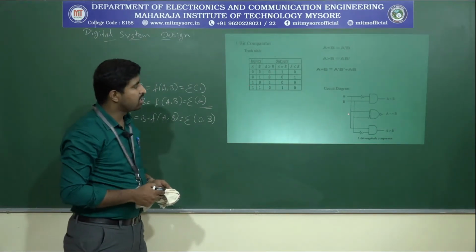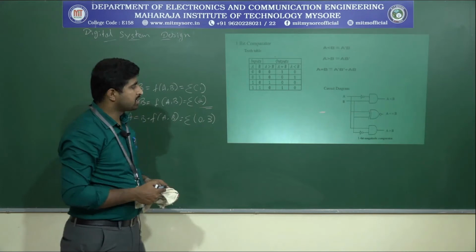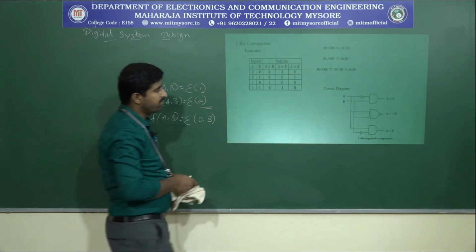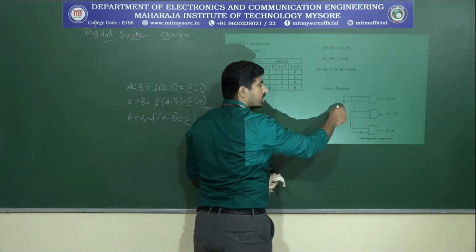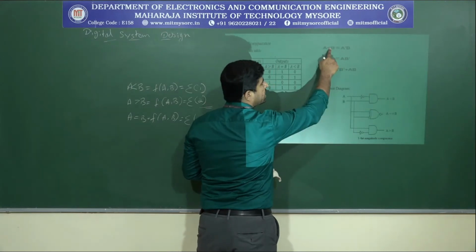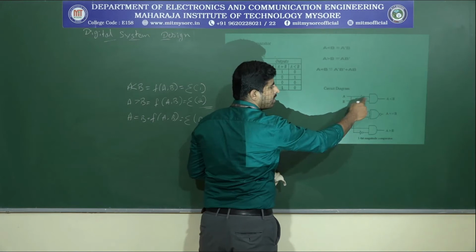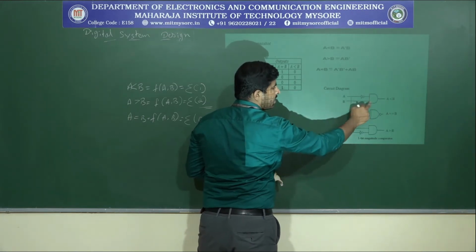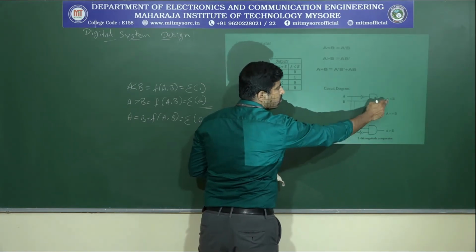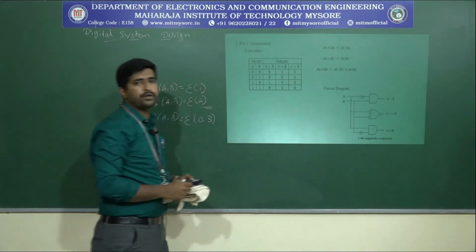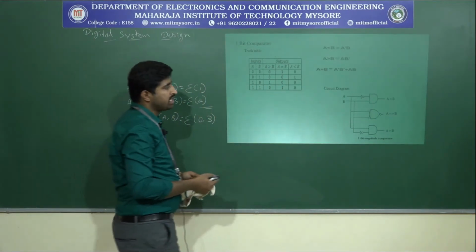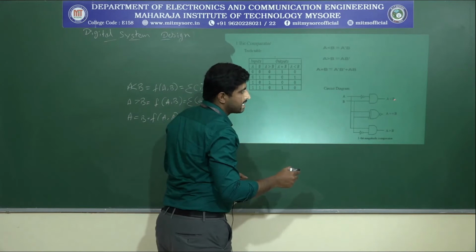Let's construct the logic diagram. The circuit diagram is this one. We have the two inputs A and B. To generate A lesser than B, what do we need? A bar B. So A will be complemented and connected to the AND gate, and another input for the AND gate is B. So this will give A bar into B. That is how we generate the output for A lesser than B.